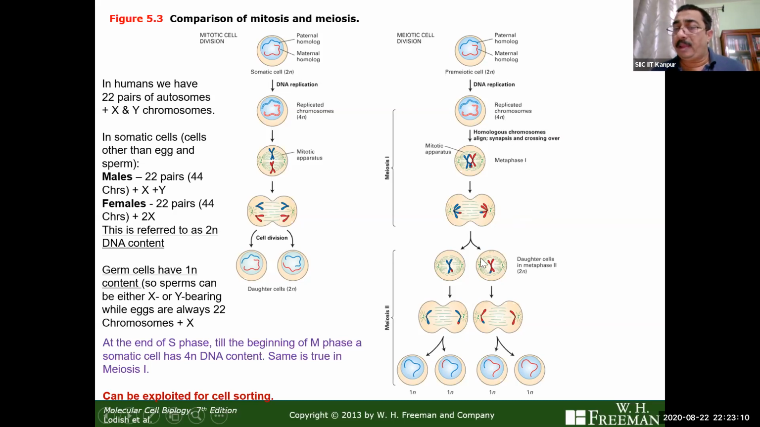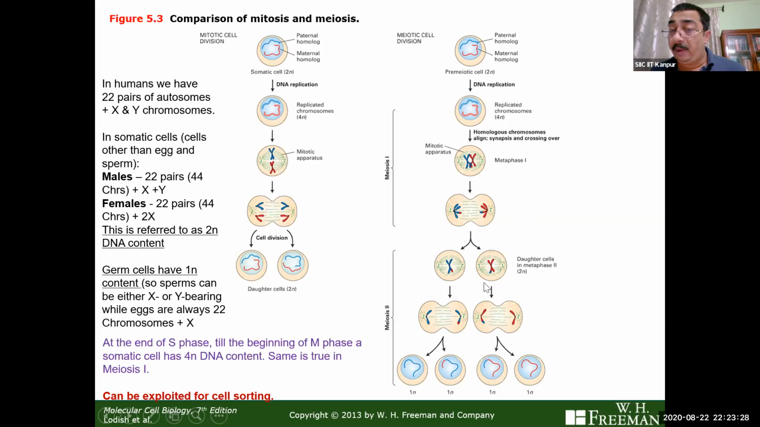Then at the end of meiosis 1, meiosis 1 is almost like mitosis, other than a little change here that I'll come to a little later. The crossover and recombination will come back to that later.